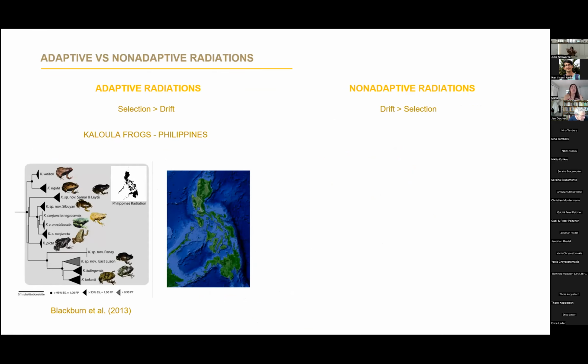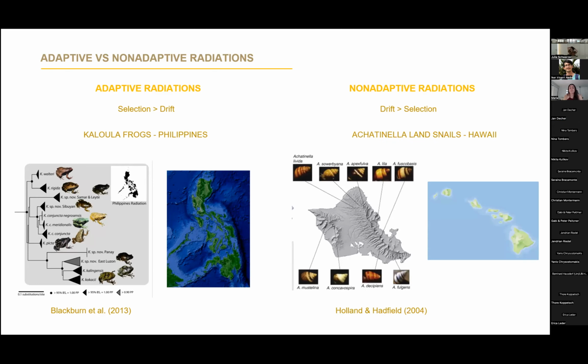For instance, we have the Galula frogs in the Philippines that have diversified into 3 different ecotypes or habitat specialists in order to adapt to the different environments available. Non-adaptive radiations occur among clades with little ecological disparity, and therefore drift is the main force driving this divergence process. For instance, we have the Acatinella land snails in Hawaii that have diversified in nearly identical environments in the different valleys in the Hawaiian Islands due to non-adaptive factors such as drift or sexual selection.